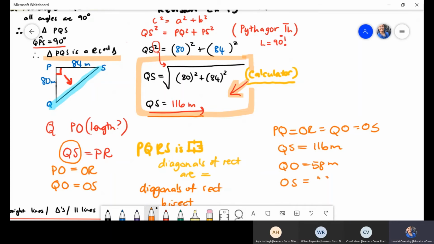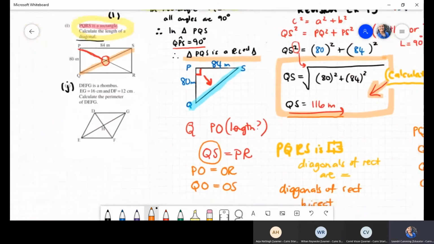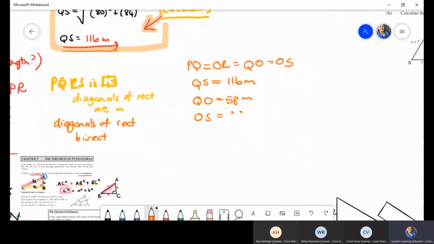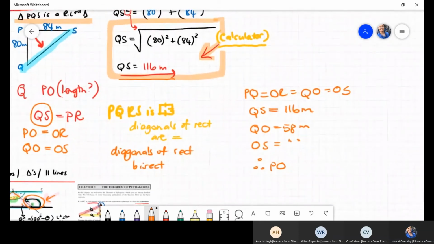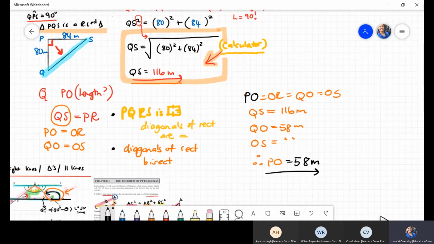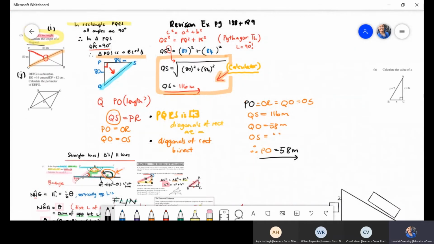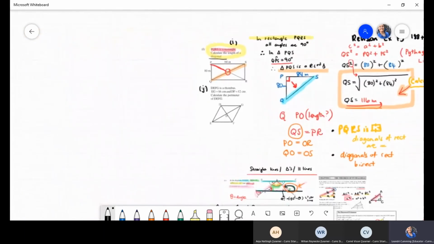So that's all the same length, but I want PO. So therefore the length of PO, sorry, this one must be PO here. So the length of PO will be equal to 58 meters. And that's all based on these theoretical aspects, just to take that one step further. So once again, we're combining our knowledge about two-dimensional shapes. Now let's look at this one here.